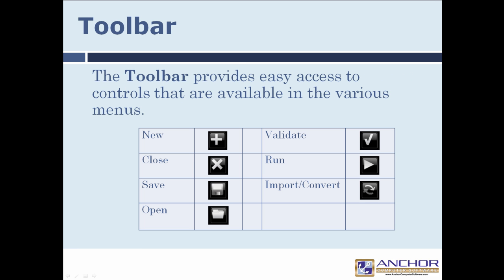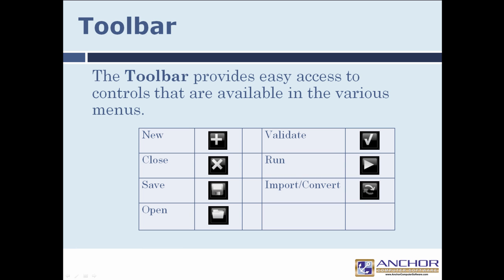Toolbar. The toolbar provides easy access to controls that are available in the various menus. The plus sign adds a new control book. The X closes the current control book. The diskette saves the current control book. The open folder opens an existing control book.